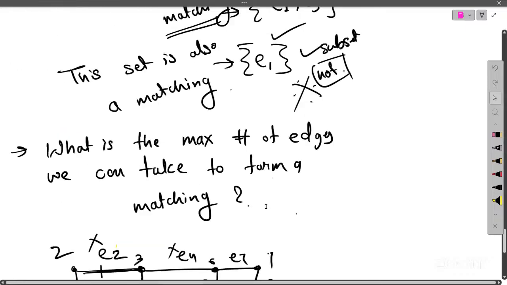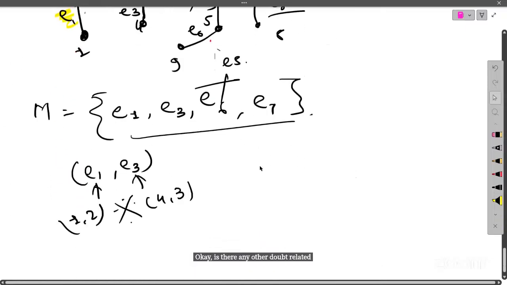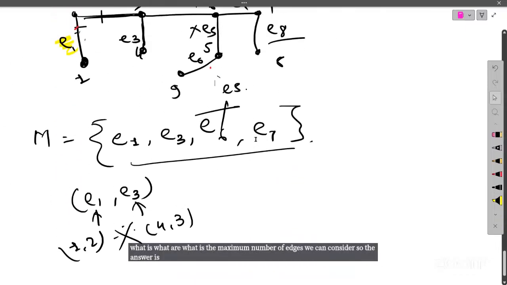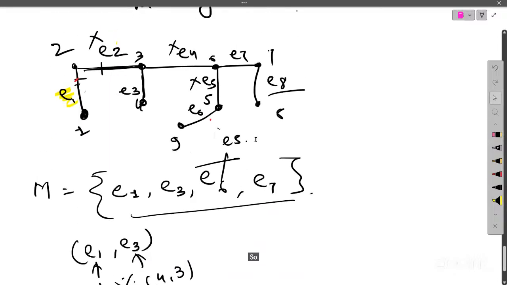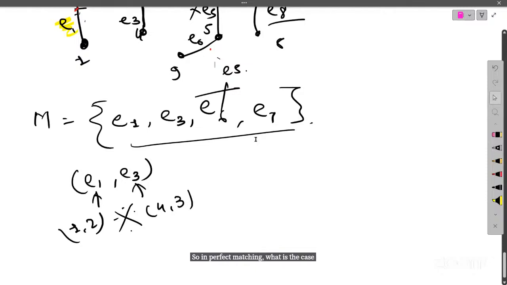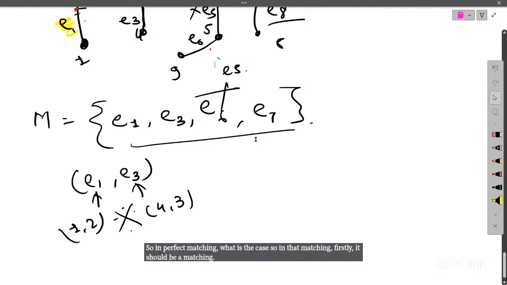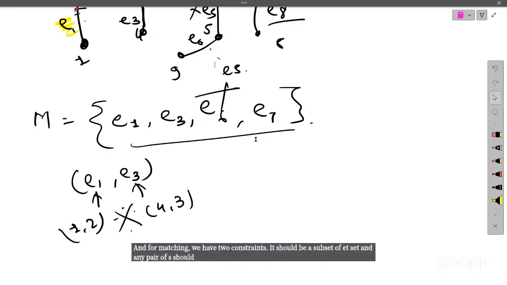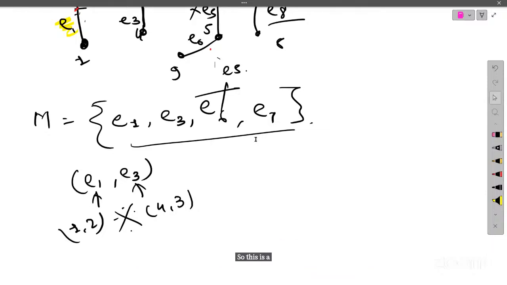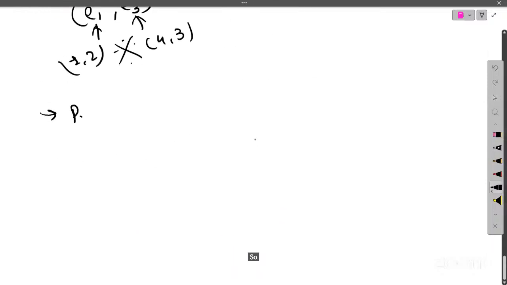Okay, is there any other doubt related to matching? Now there is one specific kind of matching which is known as a perfect matching. So in a perfect matching, what is the case? Firstly, it should be a matching, right? And for a matching, we have two constraints. It should be a subset of the edge set, and any pair of edges should not share any common endpoint. So this is the condition for a matching. So what is a perfect matching?